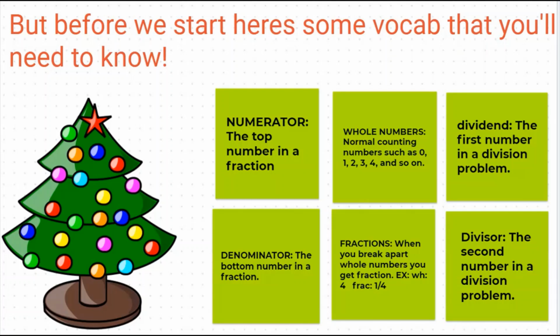First up, we have a numerator, which is the top number in a fraction. Next, we have the denominator, which is the bottom number in a fraction. Then we have whole numbers, which are just normal counting numbers such as 0, 1, 2, 3, 4, and so on, except they are not broken apart like fractions.